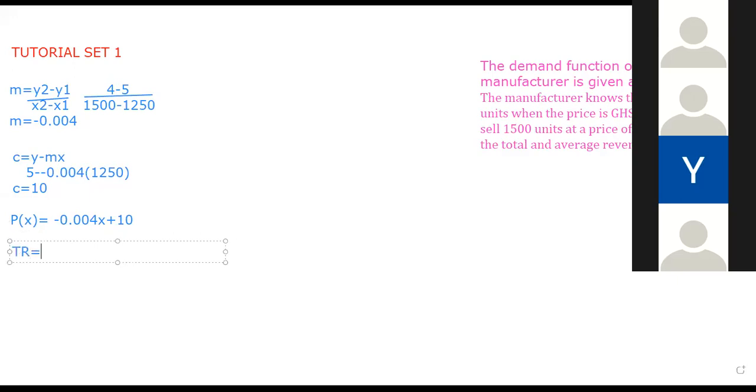So our TR is equal to what? Price times quantity. Let's use X for our quantity because they used X. So once we have our price, we can now find our total revenue. So our price is negative 0.004x plus 10, multiplying x. So what do we get? We get negative 0.004x squared plus 10x. So that is what we get as our total revenue.